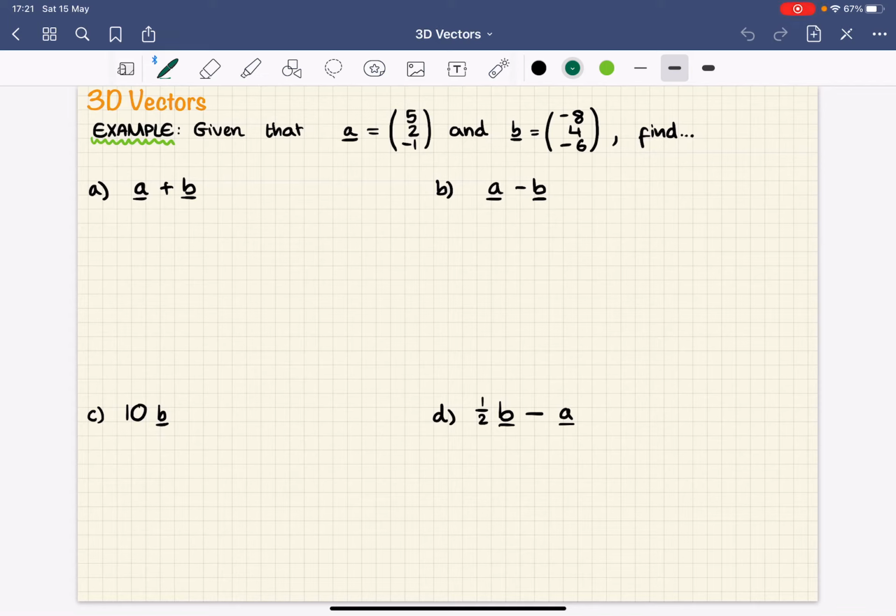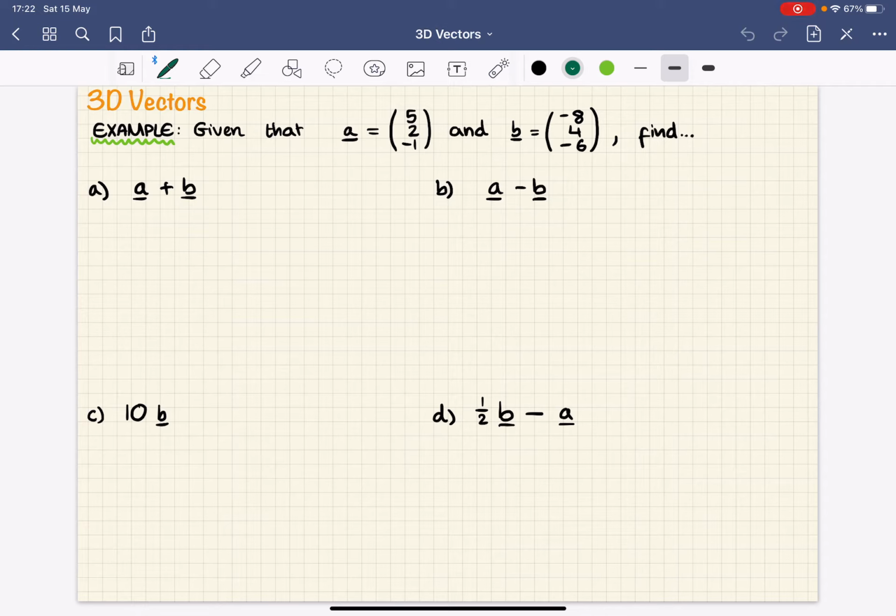Alright, so this is our last video on vectors. This is just showing how 3D vectors work, but essentially it's the exact same as our 2D vectors. We've just got an extra line, that's all. So I've got quite a few examples, so let's just jump straight to it.